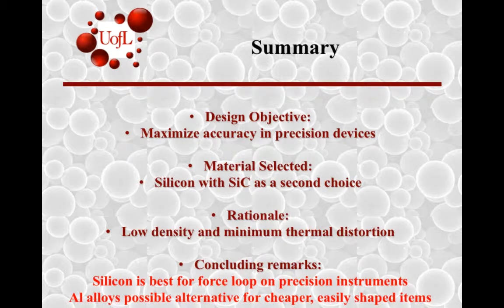So in summary, we were looking to maximize the accuracy and precision of our measuring devices. Our material that we selected was silicon, with silicon carbide being a second choice. The rationale is that it's low density and it has minimal thermal distortion. And concluding remarks, for the force loop, silicon was our best choice, but the aluminum alloys would be an alternative for a cheaper and easier made or shaped item.